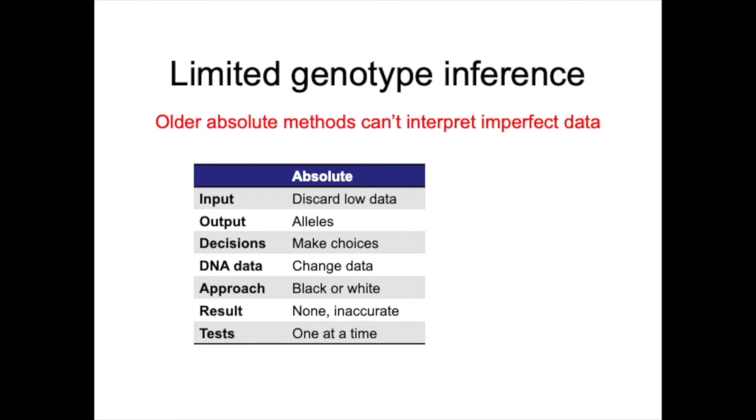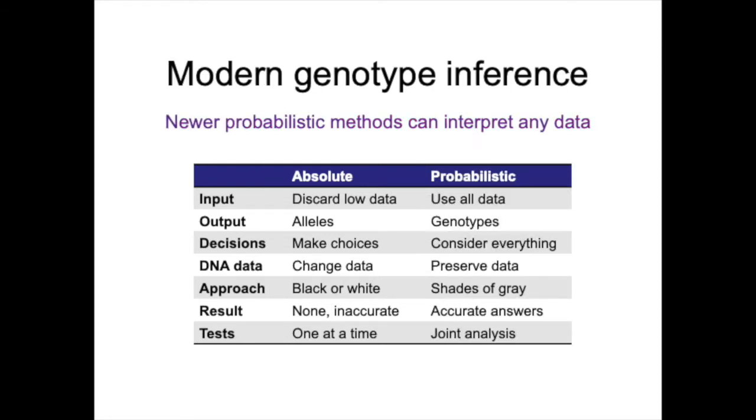That's pretty limited. But modern genotype inference with probabilistic genotyping methods can interpret any data. Now, what if the data is totally uninformative? Then your match statistic is uninformative. But when the data has any pulse at all, and it's trying to tell you something, then as you see on the right column under probabilistic methods, now you're actually moving forward with this analysis. The input can use all of the data.